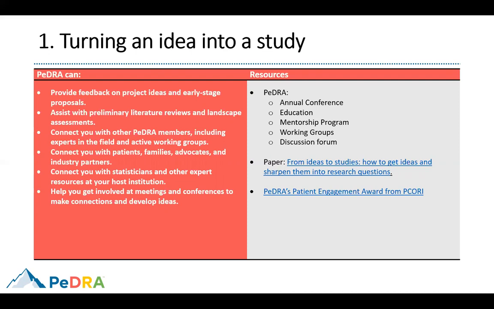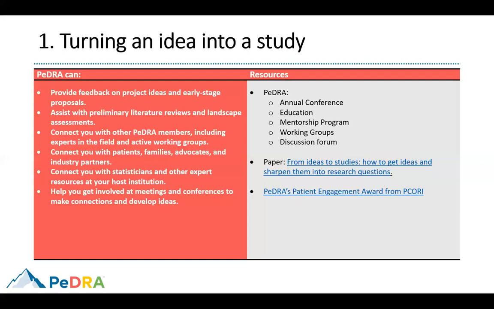Beyond that, very significantly, something that PeDRA can do is we can connect you with multiple communities of individuals who can help inform your study idea, help talk about your study idea, help ask questions about your study idea, help refine your study idea, so that when it gets off the ground, it's heading in the right possible direction. You can have the most confidence that it will succeed.